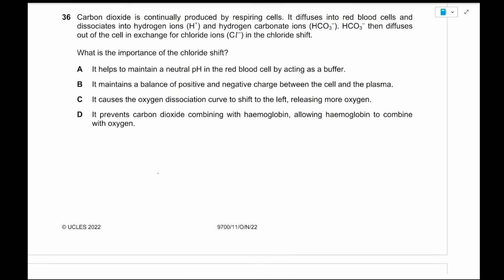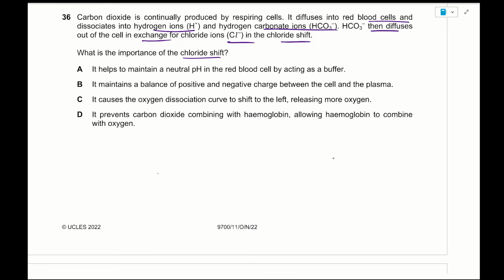Question number 36. Carbon dioxide is continually produced by respiring cells. It diffuses into red blood cells and dissociates into hydrogen ions and hydrogen carbonate ions. Hydrogen carbonate ions then diffuse outside the cell in exchange for chloride ions in the chloride shift. What is the importance of the chloride shift? First of all, the chloride shift is the movement of chloride ions into red blood cells from blood plasma to balance the movement of hydrogen carbonate ions into the plasma from red blood cells.